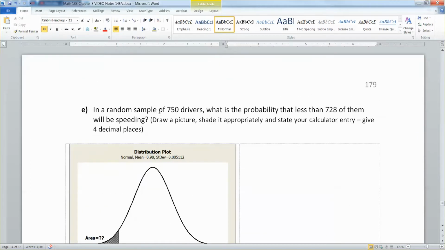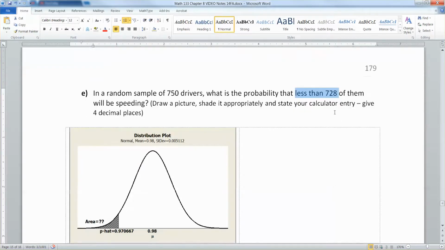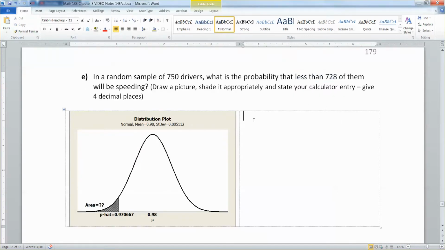So we still have a random sample of 750 drivers. What is the probability that less than 728 of them are speeding? Well, you're going to have a little bit of an issue because this is a p hat down here. This whole axis is a p hat axis, right? So proportions. 728 is not a proportion, so let's make a note of that. 728 is not a proportion, so we have to make it one, using the formula.